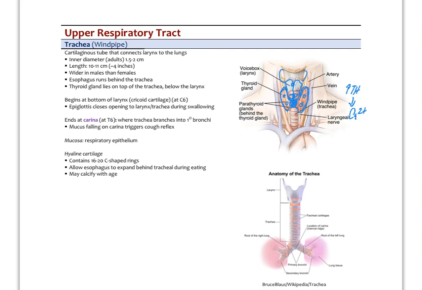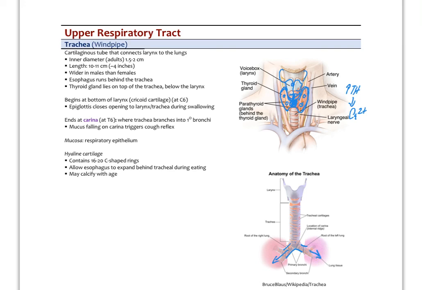But the trachea itself begins at the cricoid cartilage. That's at the level of C6. And the epiglottis, of course, closes, preventing food from going down the trachea. And the trachea ends at this region down here where it splits into two tubes, and these are the primary bronchi. One goes into the right lung, again that's patient's right. One goes into the left lung, patient's left.